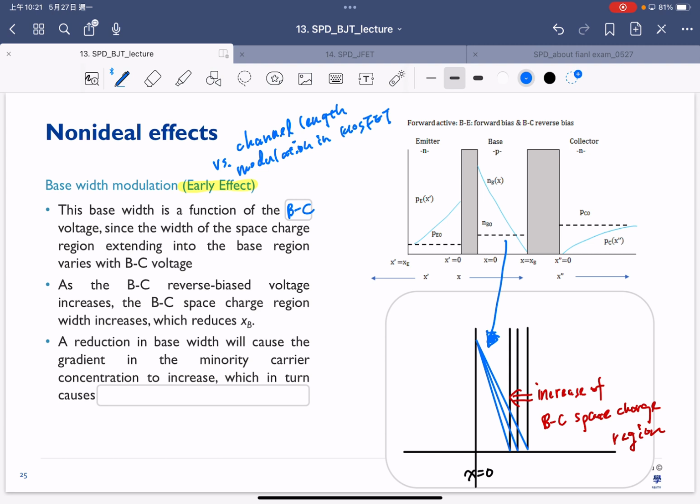So as the BC reverse bias voltage increases, the BC space charge region width increases, and in the end our base width is reduced. A reduction in the base width will cause the gradient in the minority carrier concentration to increase, which in turn causes an increase in the diffusion current.